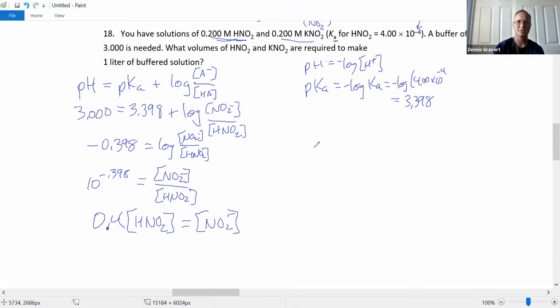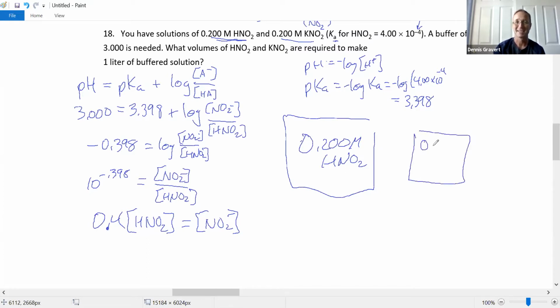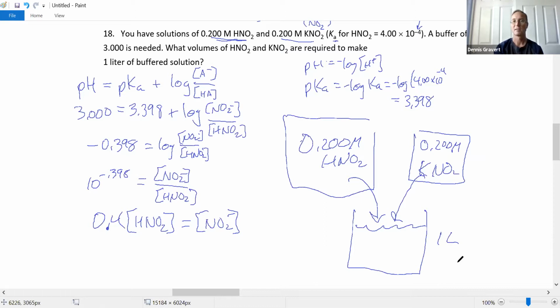So what we'd have to do is we're going to take 0.20 molar of HNO2. It's in a beaker. That's my beaker. And we have another beaker, same concentration of the potassium nitrite. Take some of this out, take some of that out, and prepare our 1 liter solution of buffer. Okay, wait. Once you put some of this in here and you add the other one, this will become more dilute. It will no longer be 0.2 molar. So as we add this, we need to do dilution.